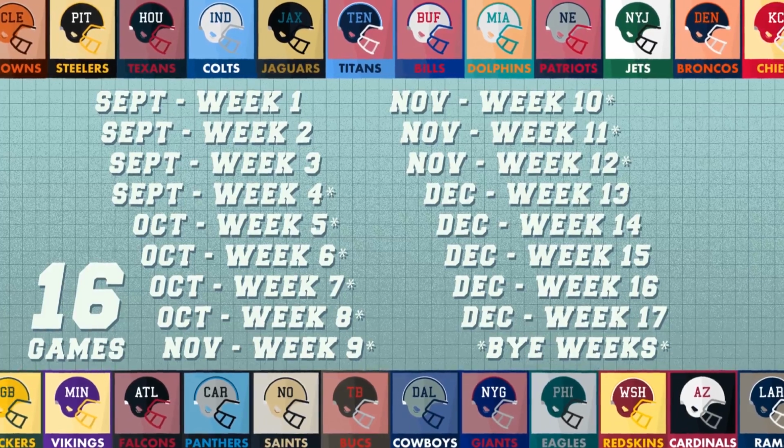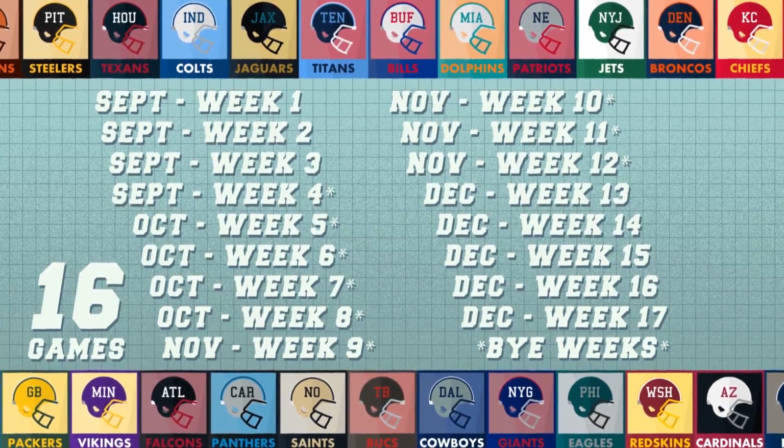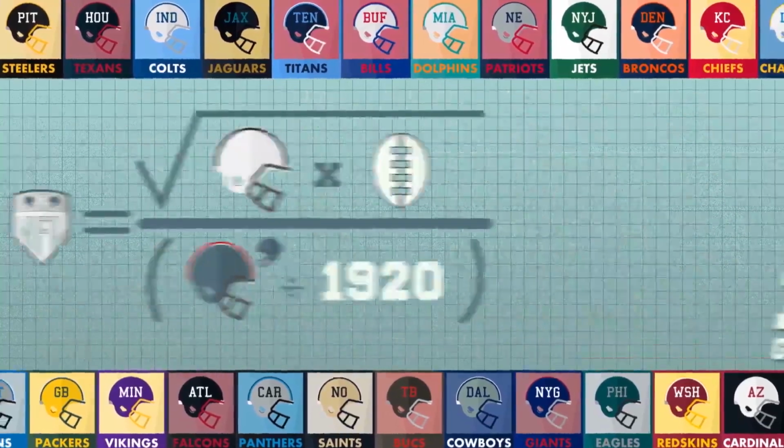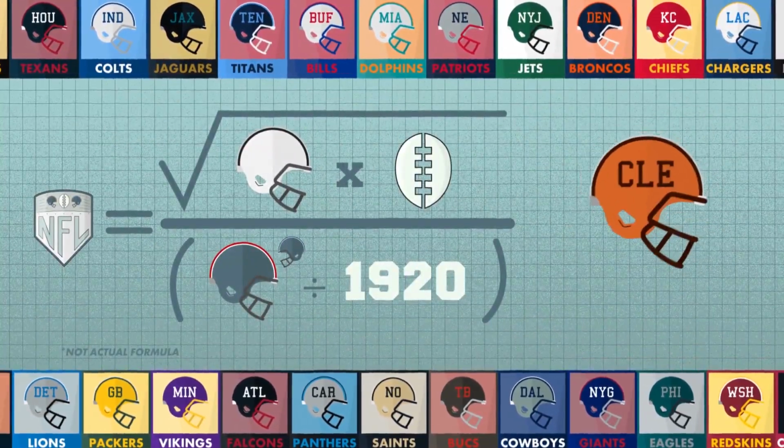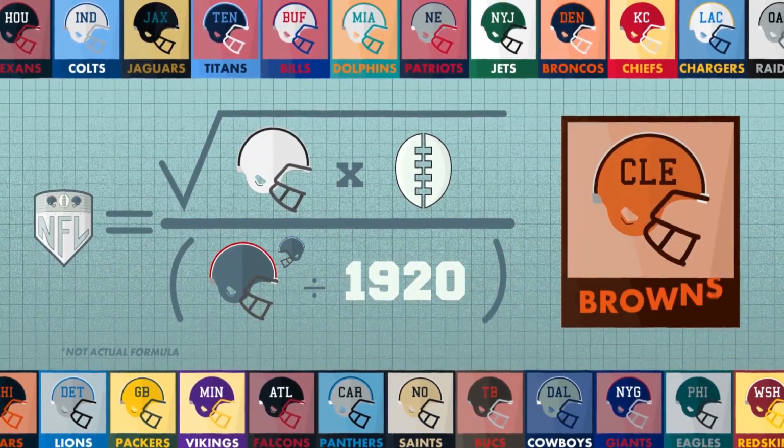Since each team can't play the rest of the 31 teams in one season like other professional sports, the NFL has devised a really cool way of how they do their scheduling. To show you their formula in action, I'll use the Cleveland Browns as an example.